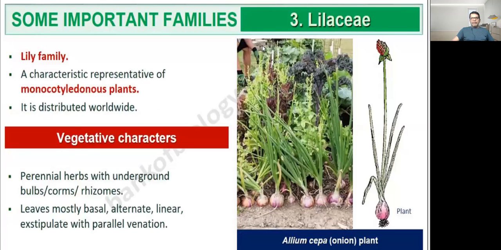Next family is family Liliaceae. It is also known as the lily family. Characteristic representative of monocotyledonous plants. So Fabaceae as well as Solanaceae belong to dicotyledonous families, and Liliaceae is a monocotyledonous family. It is also distributed worldwide. Vegetative characters include perennial herbs with underground bulbs, corms, and rhizomes. Leaves are mostly basal, alternate, linear, exstipulate with parallel venation.